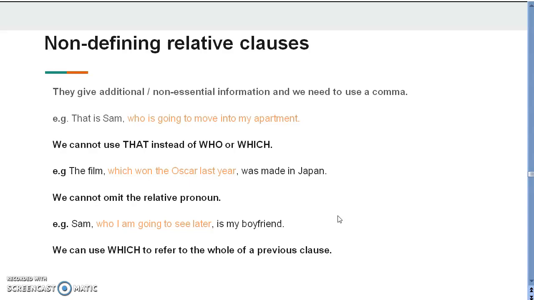And lastly, we can use which to refer to the whole sentence, like here in the example. The plane was delayed, which meant we were late. Here, which talks about the whole sentence, the plane was delayed part.